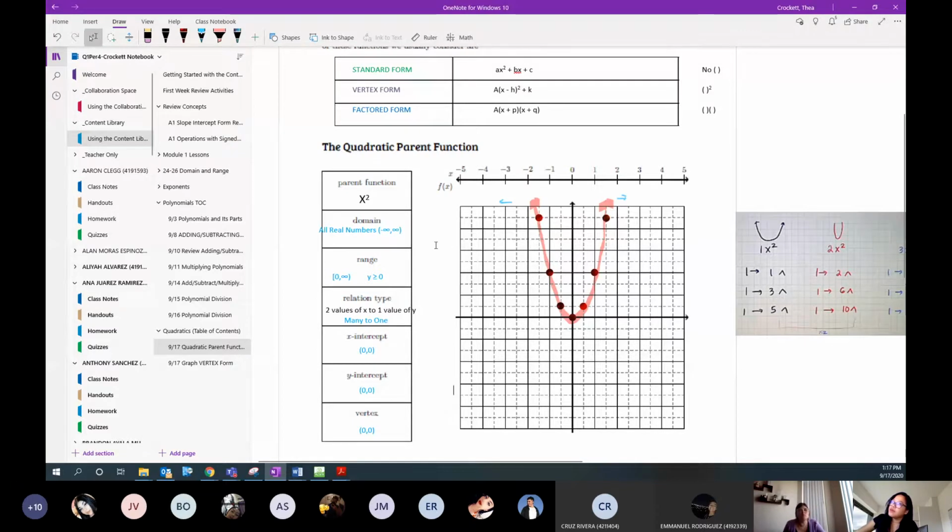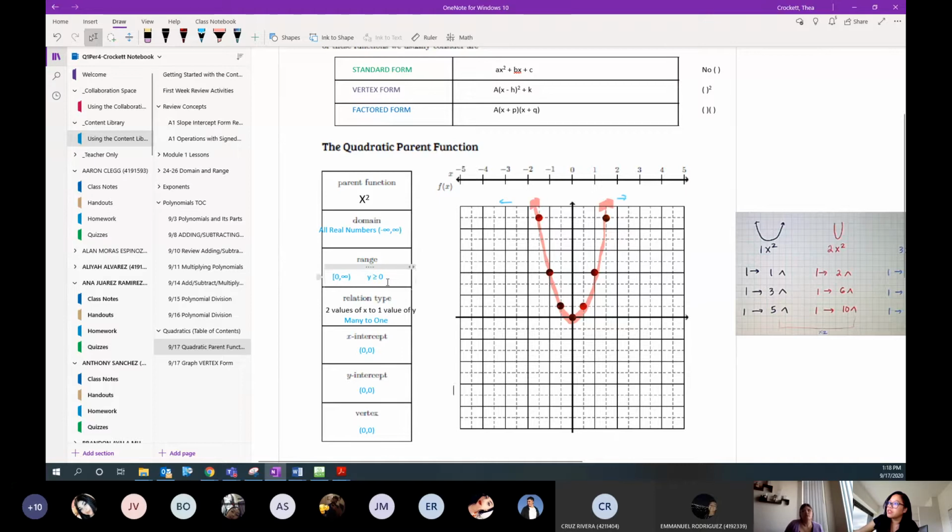All right. So domain, it goes to the left forever and it goes to the right forever. So it's going to be negative infinity to positive infinity. And if we have both of those infinities, then it's all real numbers.